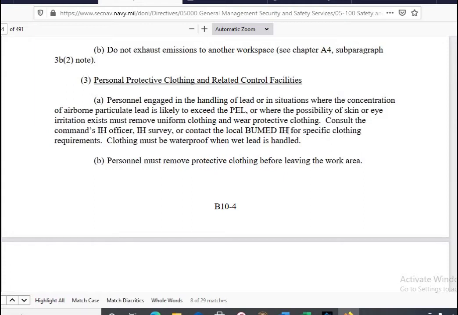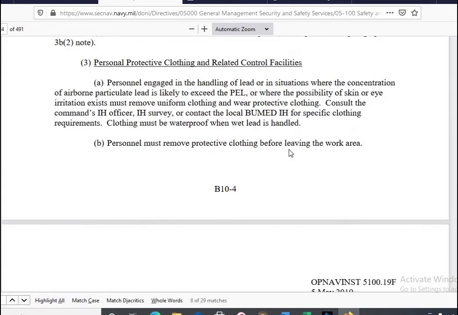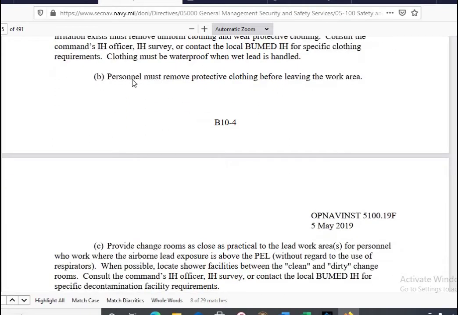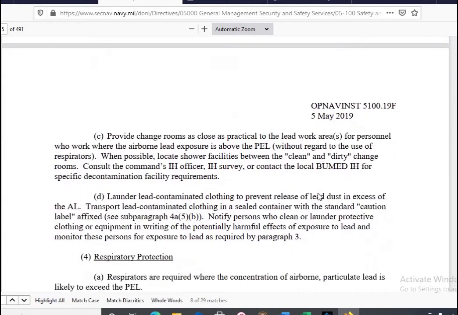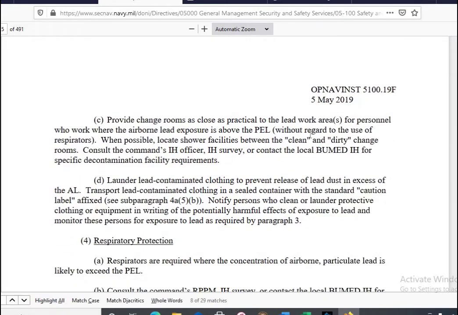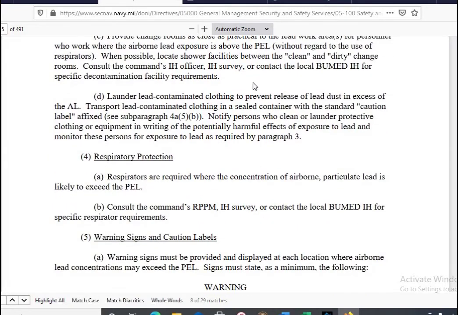Remove uniform clothing and wear protective clothing. So there's special gear you've got to wear, and you must remove it before you leave the work area. Lead gear is specific: you wear it in the area, you dump it, you leave. Change rooms need to be nearby because you're not going to walk around naked trying to get to your changing rooms.